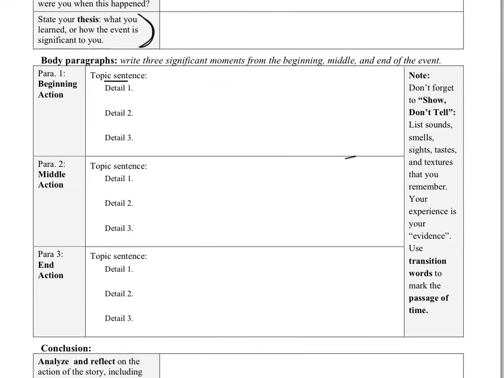Okay, it says here on the side, it gives you some help: sound, smell, taste, textures. Okay, anything that is a detail. Think about the ways that her family interacted, that kind of thing. Those are all details. Okay, so that's what they're calling here the beginning of the action, the middle of the action, and the end of the action.